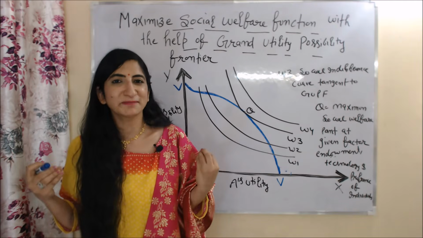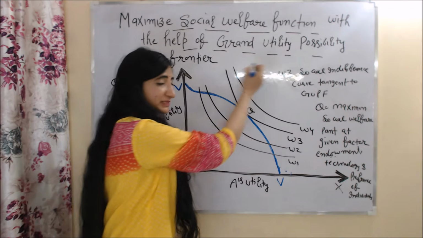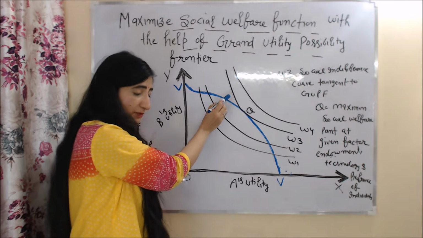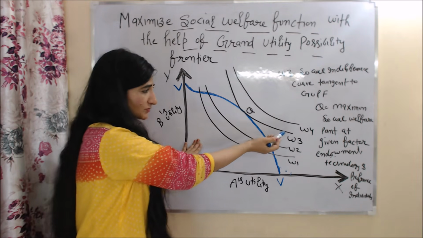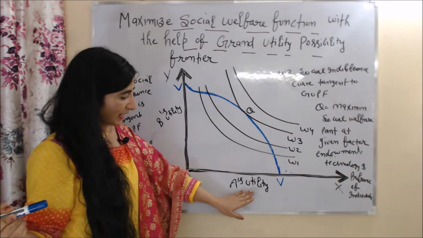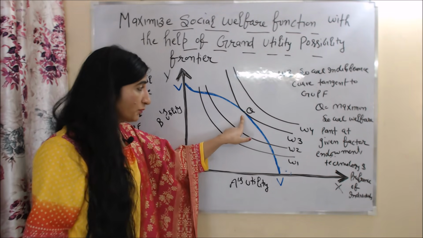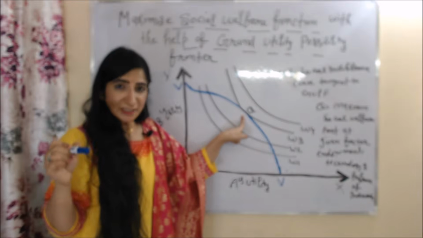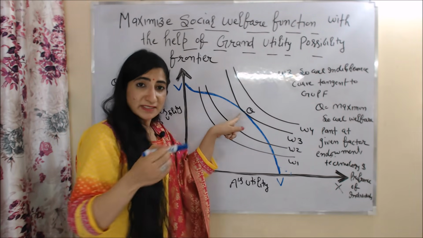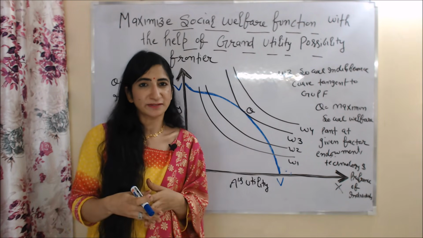Now we will see how we can maximize social welfare function with the help of grand utility possibility frontier. This blue one is grand utility possibility frontier. And these are the same as we earlier discussed. W1, W2, W3 and W4 are social indifference curves, and on x-axis we have utility of A and on y-axis utility of B. At point Q, on W3, the social indifference curve is tangent to grand utility possibility frontier. So Q is maximum social welfare point at given factor endowment, technology and preferences of individuals.